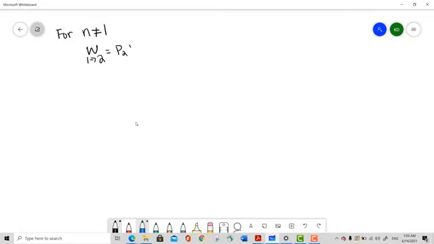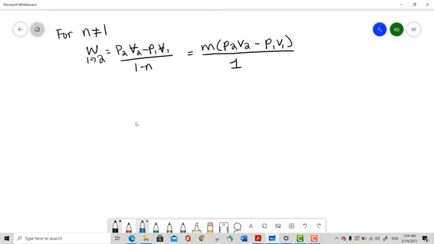P2 V2 minus P1 V1 over 1 minus N. Again, same formula from the last problem, but getting it into a way that we can use it. Again, you see that mass coming into play when we're getting it into specific volume. And then we would do W12 equals, let's just start plugging in, okay?